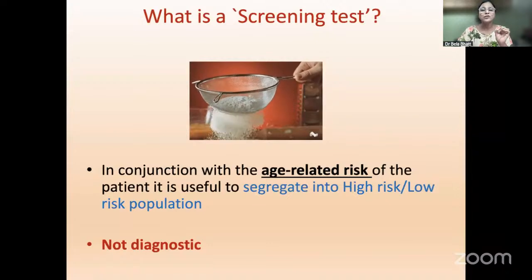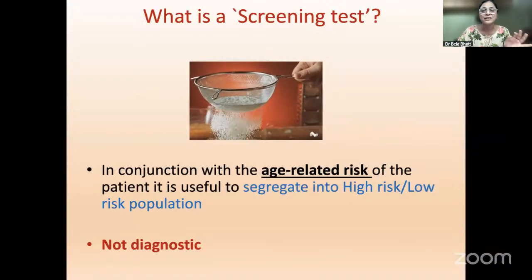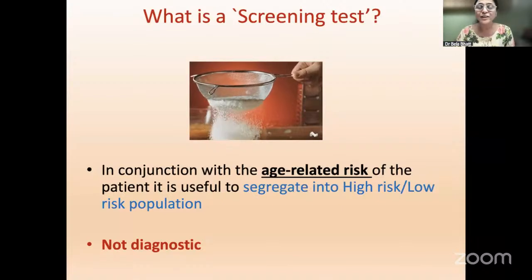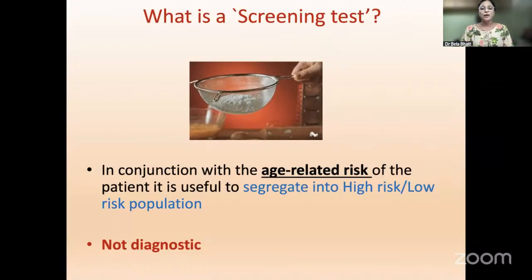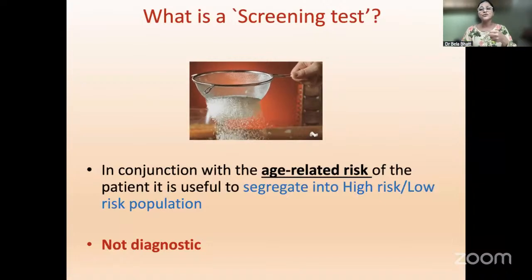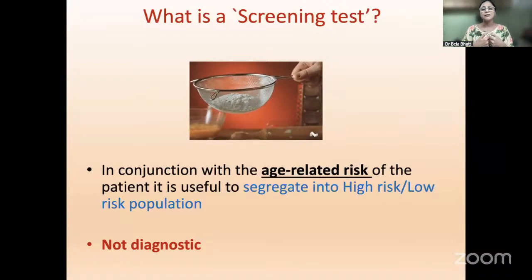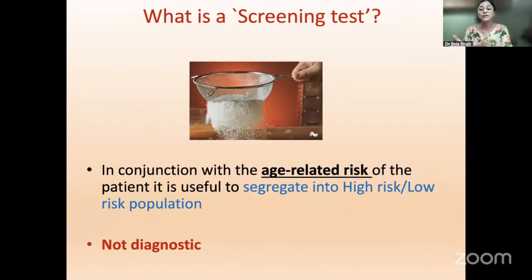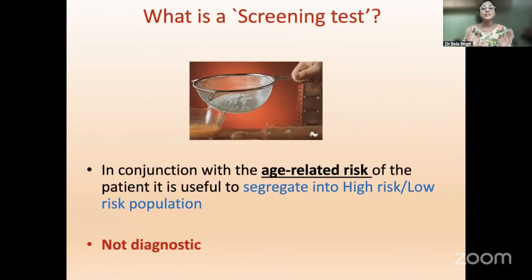That was about the a priori risk and the screening method. What does this screening test do? Basically, it helps us segregate the entire population into low-risk and high-risk categories, right? We combine the age-related risk and the screening method, and the end result tells us whether the fetus has a high or low risk for that particular aneuploidy. But remember, these are just screening tests and not diagnostic tests.